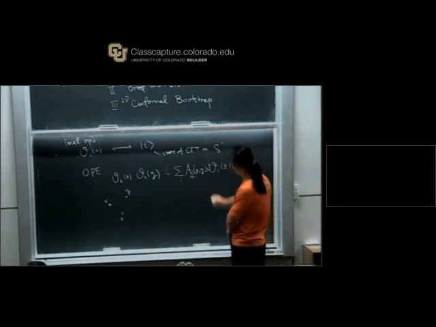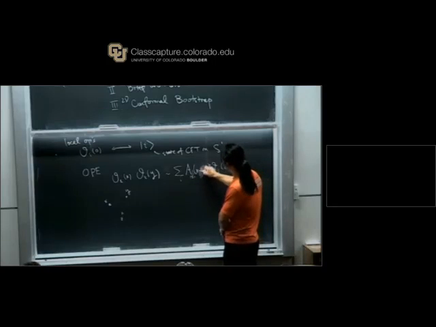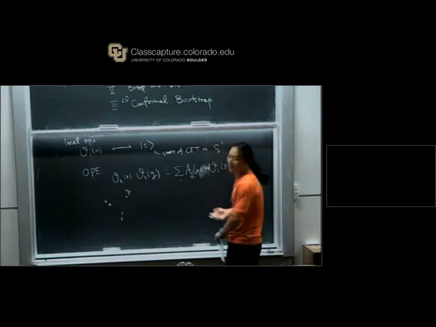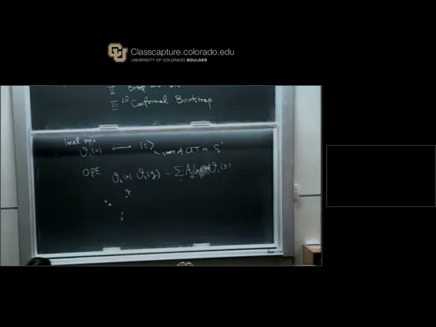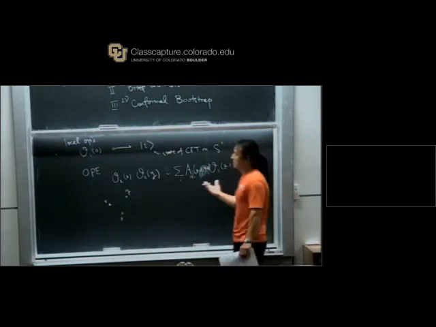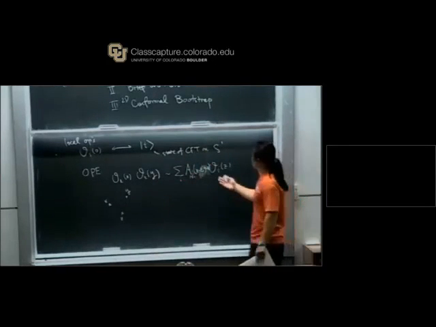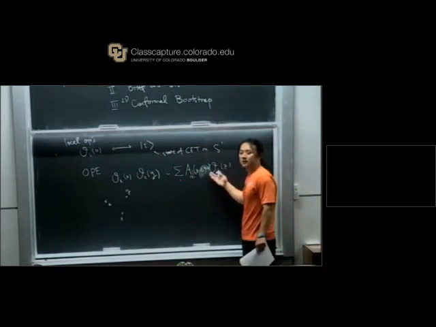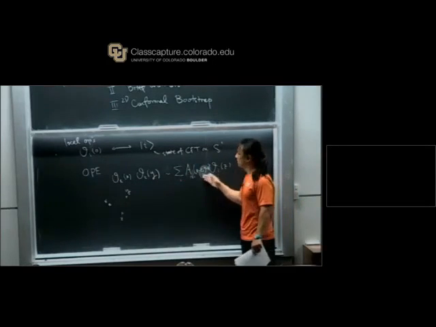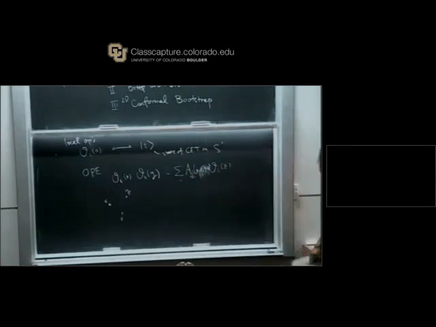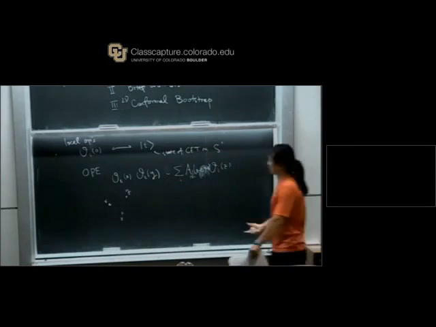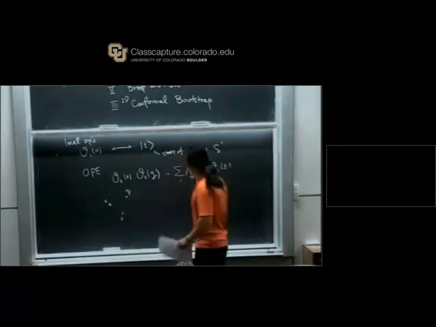By translation invariance, this should only depend on x minus z and y minus z. If you organize these operators according to their scaling dimension, then by matching the scaling dimensions on the two sides, you will see that higher and higher dimension operators involve higher and higher powers of the separation between these two operators.